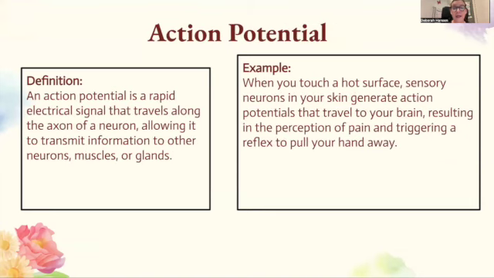Action potential. An action potential is a rapid electrical signal that travels along the axon of a neuron, allowing it to transmit information to other neurons, muscles, and glands. An example is when you touch a hot surface, sensory neurons in your skin generate action potentials that travel to your brain, resulting in the perception of pain and triggering a reflex to pull your hand away.